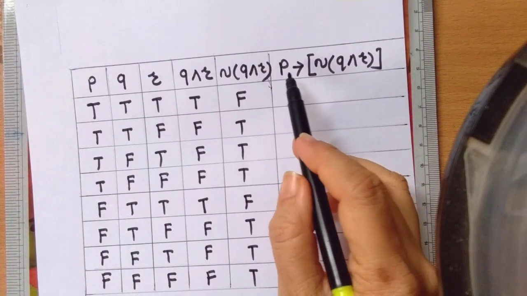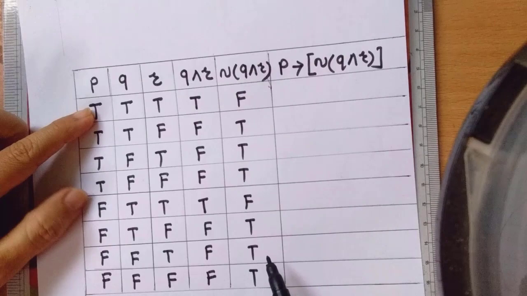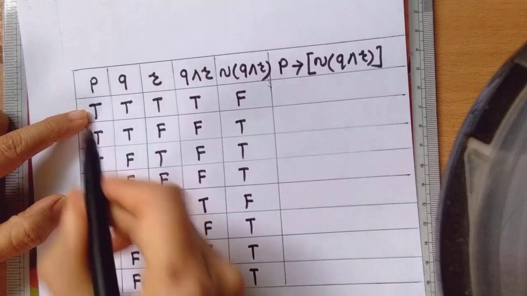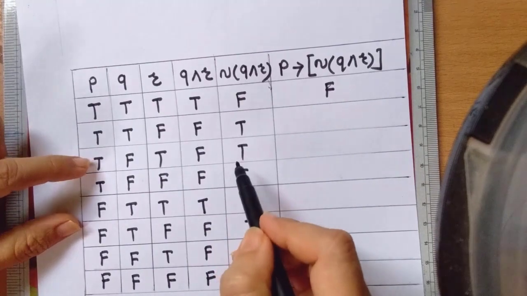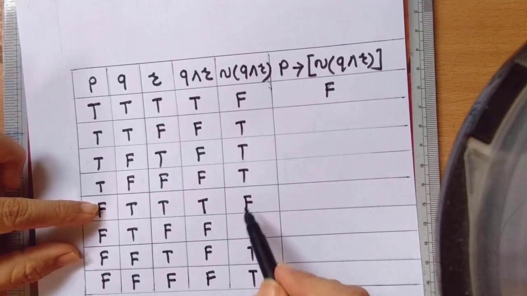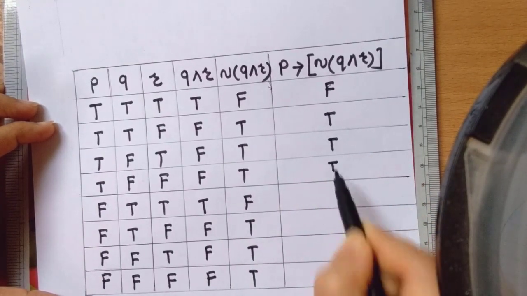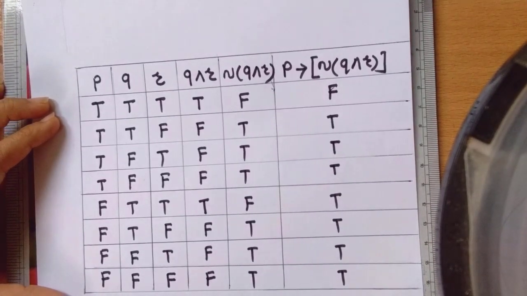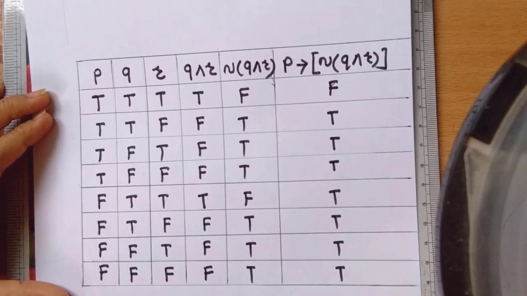And last one, P implies negation Q conjunction R. So this column and here it is implication. So find first T and second one F, then only F. Observe here TF not there, TF no, here also not there. So for rest you have to write down. So like this you have to find out truth table, and rest example you have to solve by the same way.